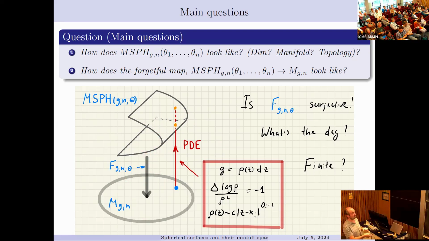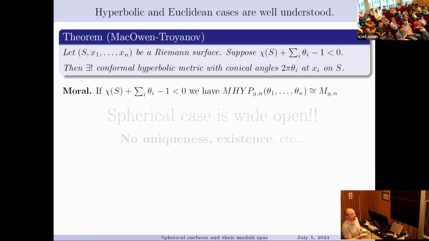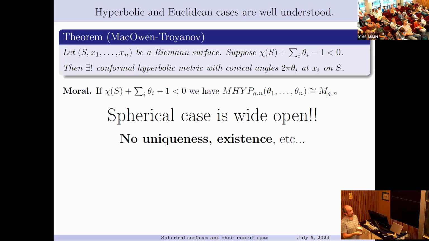But for spherical surfaces it is not like this. For spherical surfaces, very, very little is known. What is the nature of this map? When is it injective, or surjective? For example, you fix angles. Maybe you don't have a metric. Maybe the metric is not unique. And I just want to give you one example to convince you that you should not expect uniqueness.